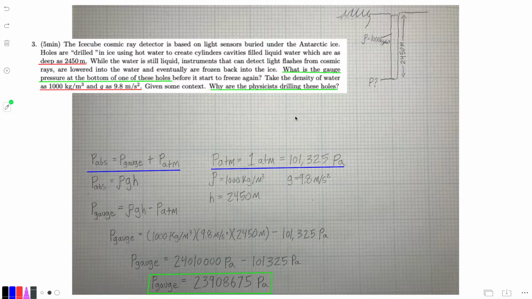Hello everyone. In today's video we're going to be talking about Physics 252 Week 4 problem number 3. In this problem we are tasked with finding the gauge pressure at the bottom of a giant ice cylinder. There's kind of a borehole of ice right here, and we need to find the pressure at the bottom.